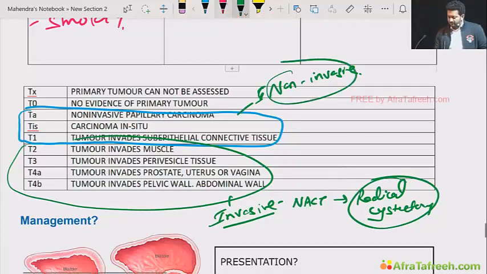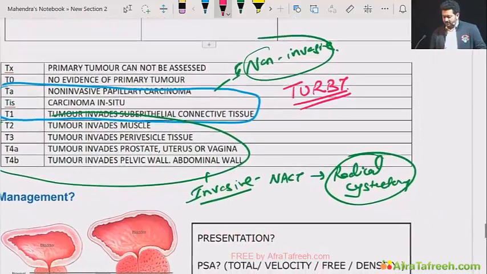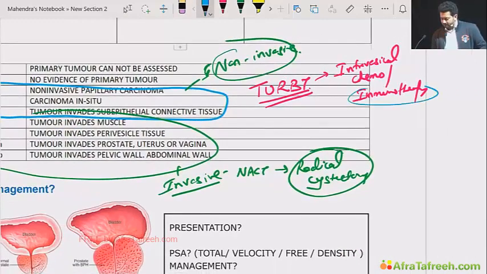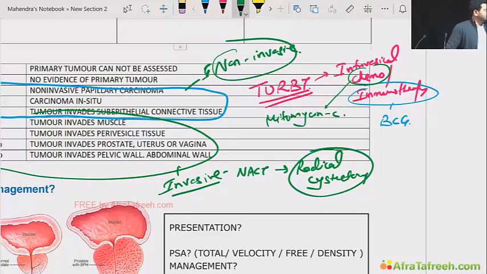In non-invasive, you don't have to remove the bladder. You will go for transurethral resection of bladder tumor, TURBT. And after transurethral resection of the tumor, you need to go for intravesical chemotherapy or intravesical immunotherapy. What drug do you give for immunotherapy? BCG. Okay, so BCG is given for intravesical immunotherapy. For chemotherapy, usually people give mitomycin C. So non-invasive, TURBT; invasive, radical cystectomy. BCG is given for at least 1 year and can be given up to 3 years.